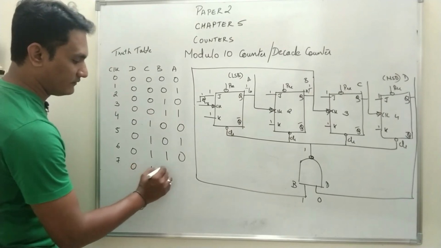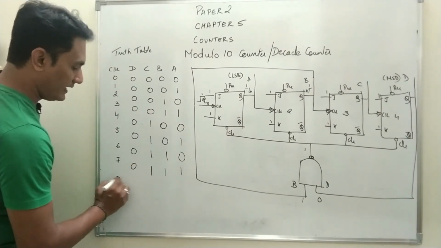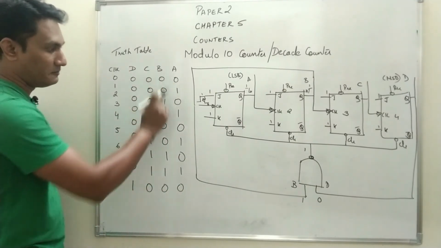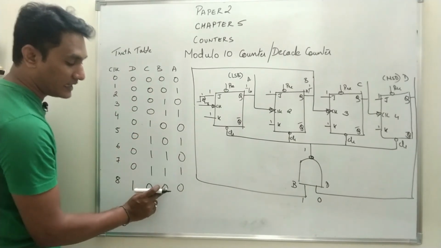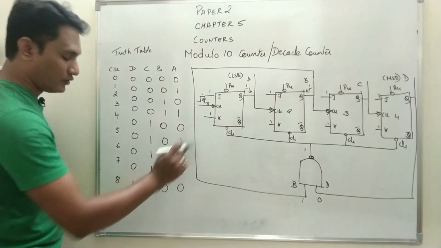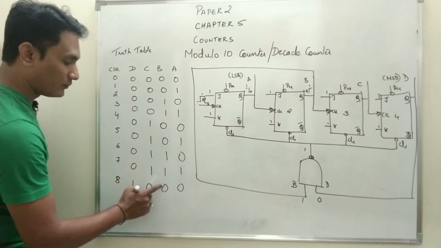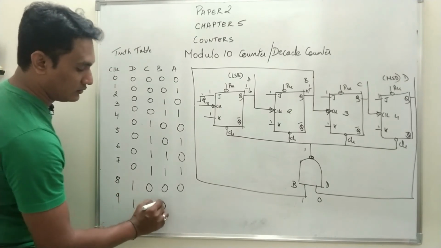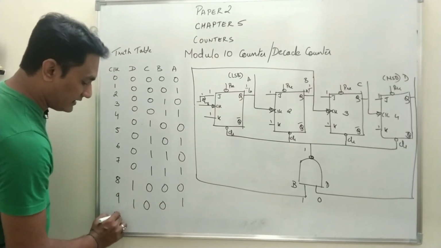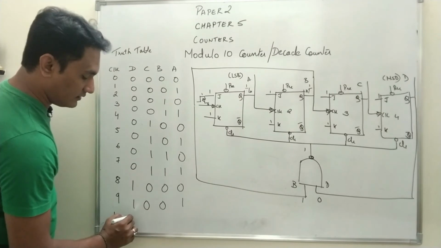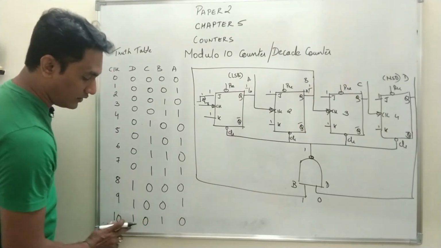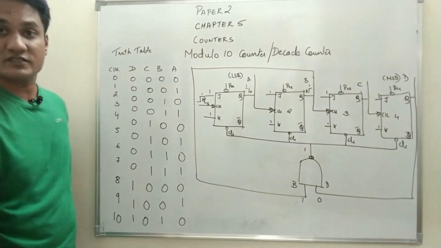Seventh, 0, 1, 1, 1. Eighth, 1, 0, 0, 0. At this point D becomes 1, B becomes 0. But again one input is 0, so the output of the NAND gate is 1. So ninth, 1 0 0 1, and at the 10th clock pulse the state will become 1 0 1 0. Now both B and D become 1.